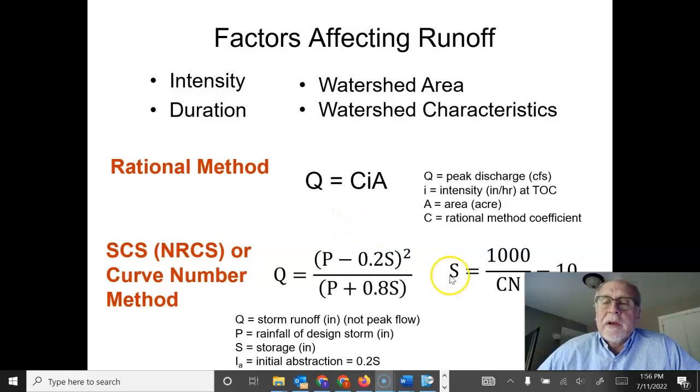And S, that's the storage, can be estimated as 1,000 over the curve number, minus 10. So for paved, the curve number is close to 100, so you get 1,000 over 100, which is 10, minus 10 is 0. Oh yeah, so paved, the water doesn't really store anything. We actually use like a 98 for that. A common mistake that's made by students in tests and stuff is to take 1,000 minus 10 over the curve number, but it's 1,000 over the curve number, and then that minus 10.